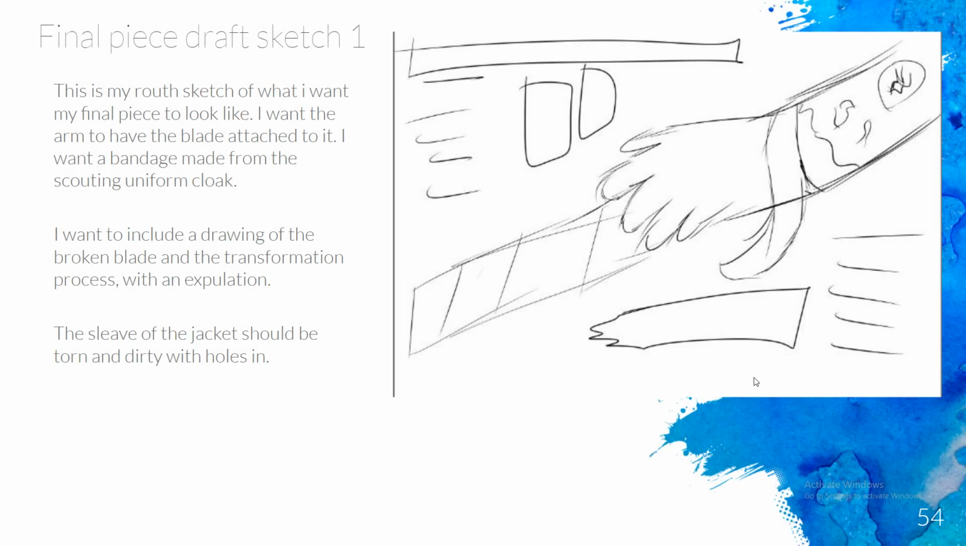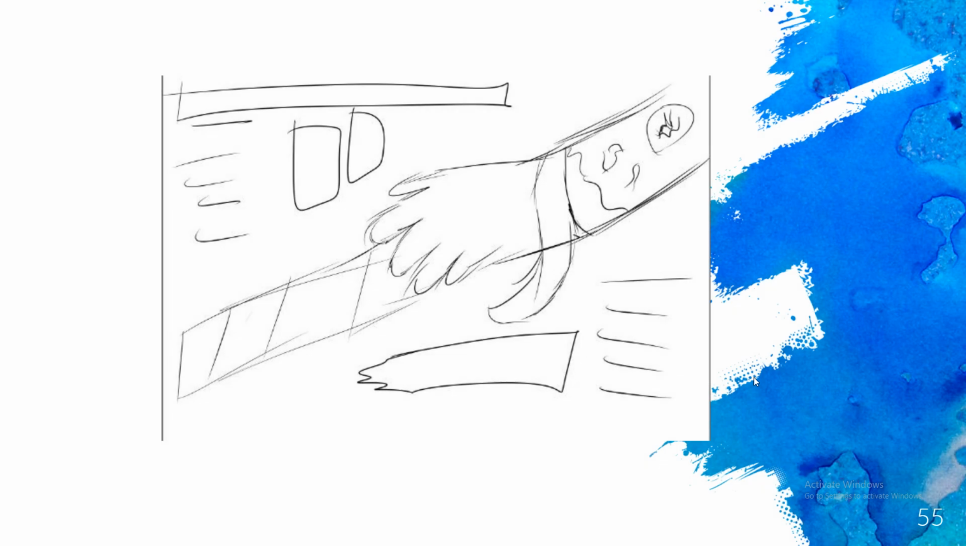This is my final piece, draft sketch 1. This is my rough sketch of what I would like my final piece to look like. I want the arm to have the blade attached to it, so I want a bandage made from the scouting uniform cloak. I want to include a drawing of the broken blade and the Titan's transformation progress with an explanation. The sleeve of the jacket should be torn and dirty with holes in it.